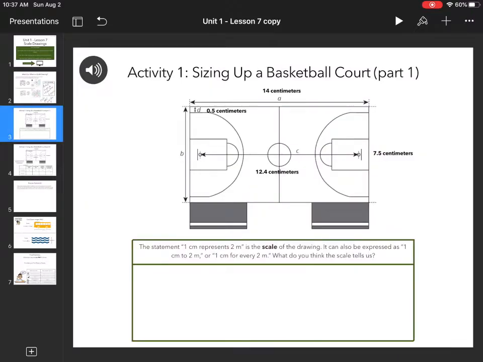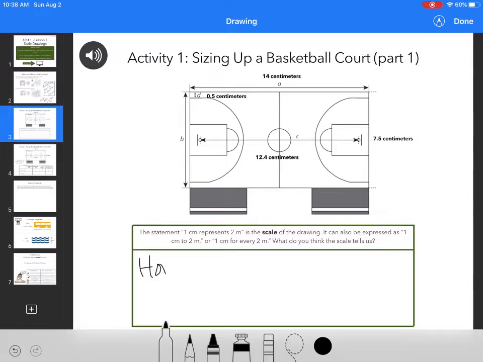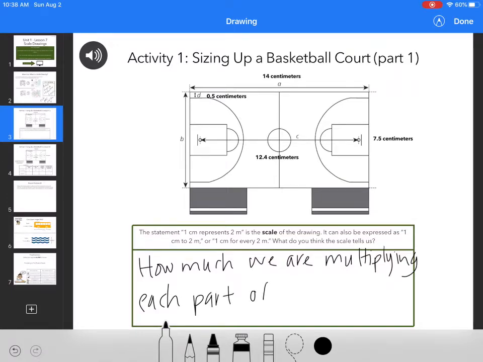All right, so let's look at sizing up a basketball court. So it says 1 centimeter equals 2 meters is the scale of this drawing. It can be expressed as 1 centimeter to 2 meters, 1 centimeter for every 2 meters. What do you think the scale tells us? So when I think about it, the scale is just telling us how much to multiply each part of the drawing by. So when you think about it, you need to think that every part is done by that same scale, so that your drawing is accurate.